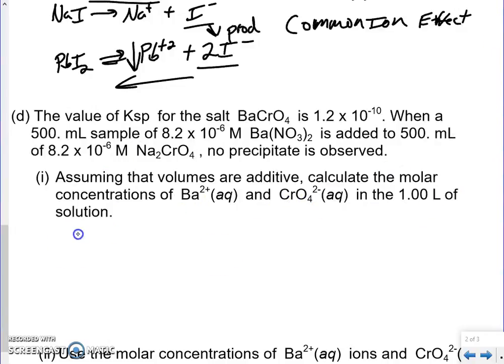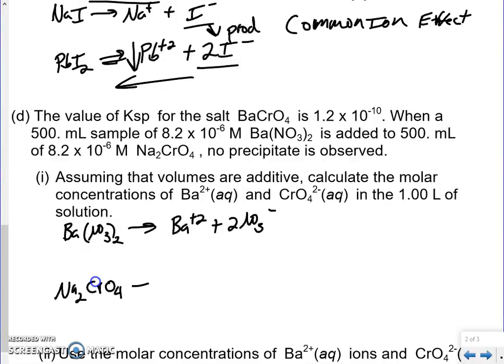Okay, well, how are we going to do that? This is actually fairly straightforward. Think about it this way. Both the barium nitrate and the sodium chromate are fully soluble, which means if we were to write those reactions, Ba(NO3)2, not at equilibrium, is going to break down completely into barium ions and nitrate ions. Same with the sodium chromate. Oops, I'm about to write sodium carbonate, sorry. Sodium chromate is going to break down completely into sodium ions and chromate ions.